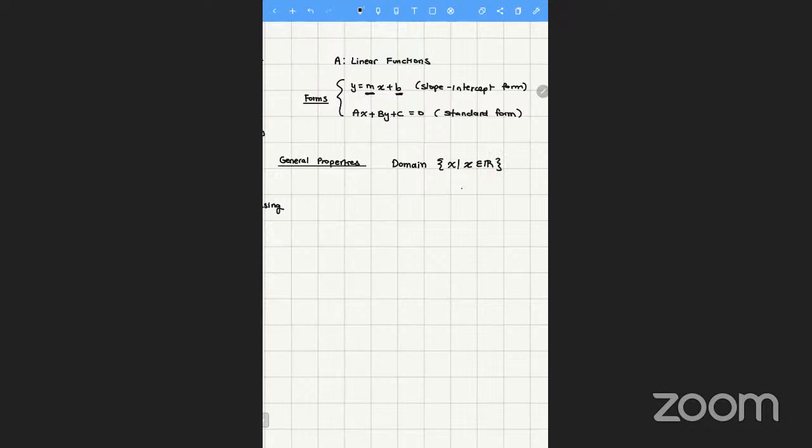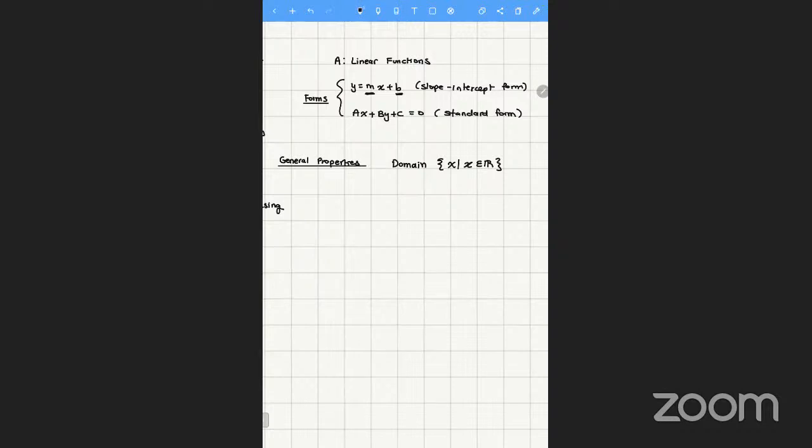So you basically just write an x, you put the element symbol, and then the double-lined R, which means real numbers. So that's the domain of a linear function.